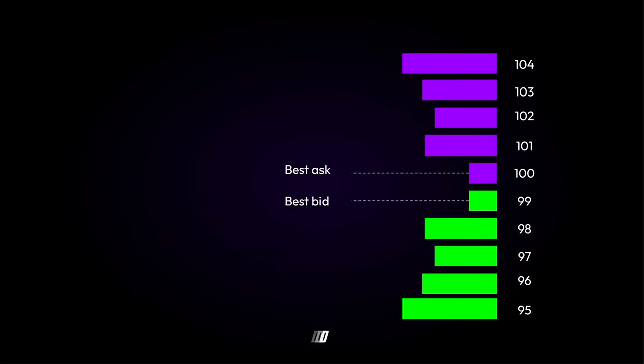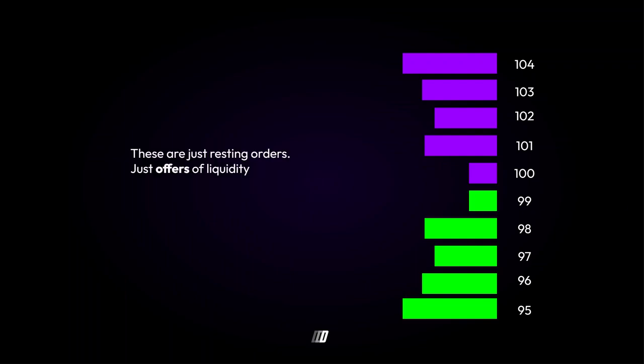We call the closest bid and the closest ask to the current price the best bid and the best ask. So the best ask is the best possible price at which there's at least a seller available in the book. The best bid is the best possible price where there's at least a buyer in the book. And again, these are just resting orders, okay? There's offers of liquidity, just like paintings sold at an auction.